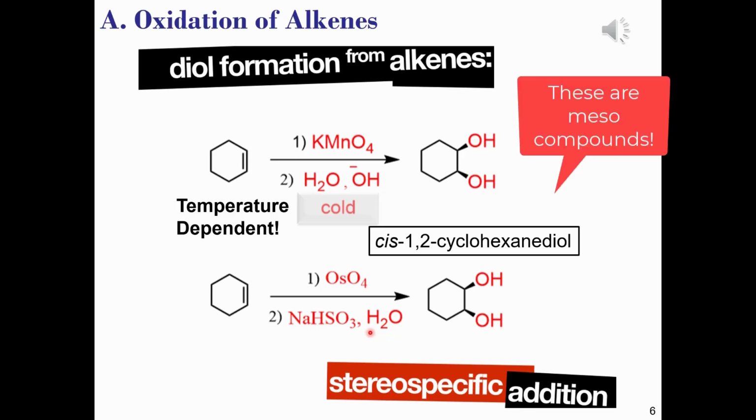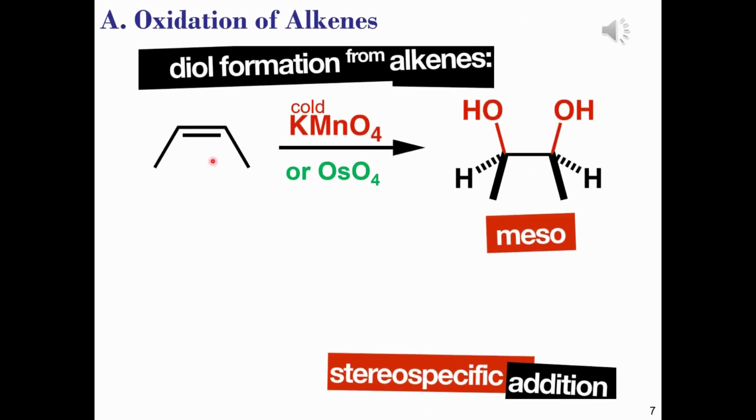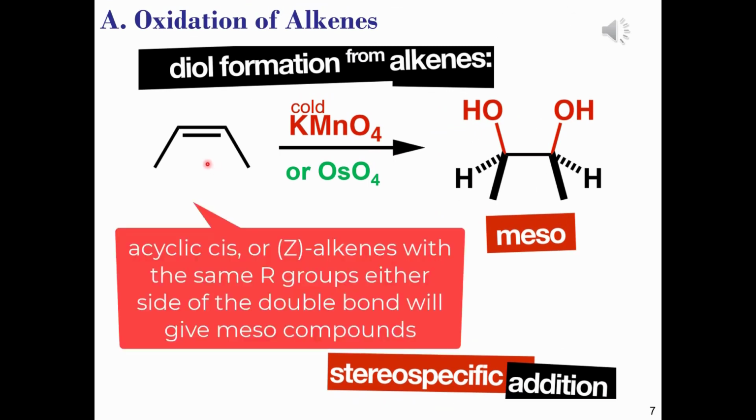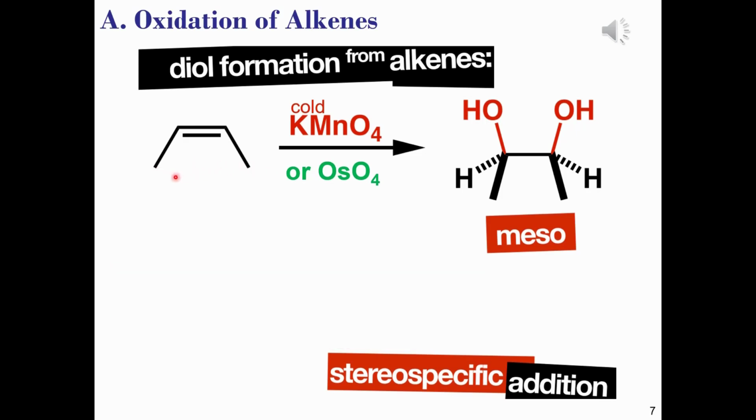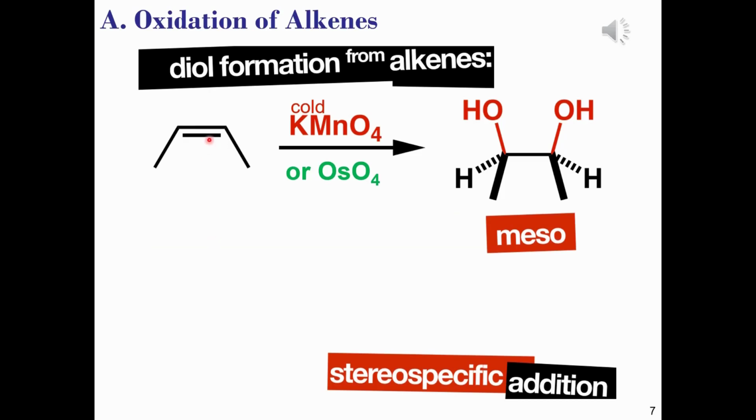These reactions would in fact produce meso compounds because of an internal mirror plane that is present in both of these products. Please remember that acyclic cis (Z) alkenes with R groups that are the same on either side of the double bond will lead to a meso compound, and this is irrespective of whether you use cold potassium permanganate or osmium tetroxide as the oxidizing reagent. Also note that the attack of either reagent is a syn addition to the alkene, which means that this can be achieved from above or below the plane of that alkene.